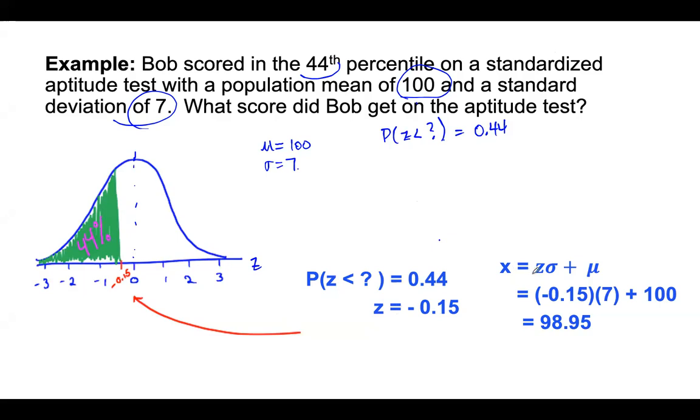Now, our X is equal to Z times that standard deviation of 7 plus 100. So we get our score, because he's looking for the score. The score is actually the X, the raw data, which is what the question is asking for. We can find that using this method. So we went from the probability to the Z score to our X, our raw data. It's just keeping track of the steps we're doing here.